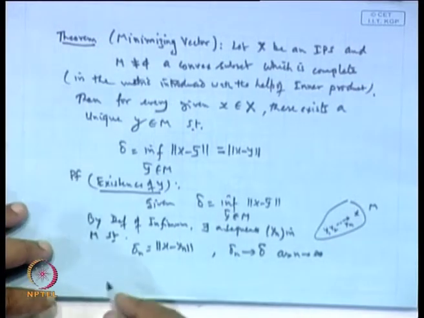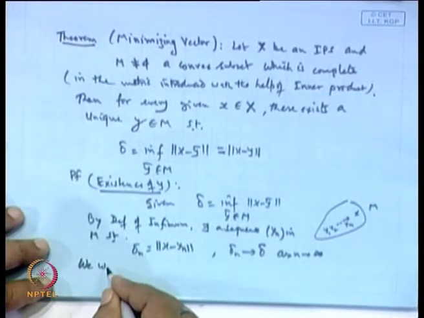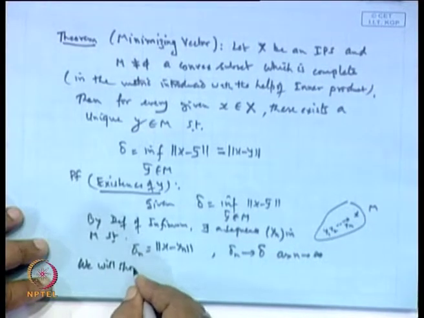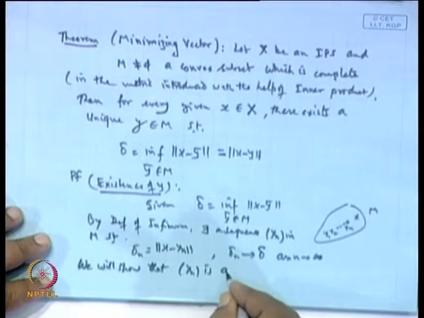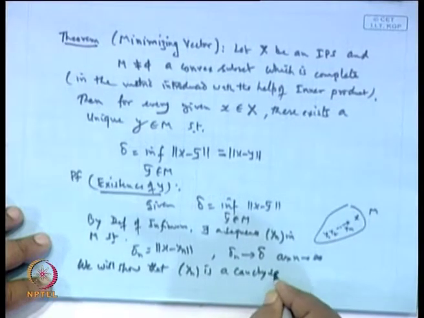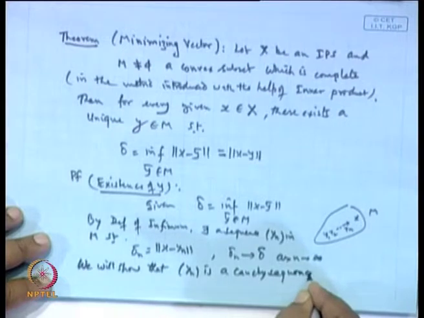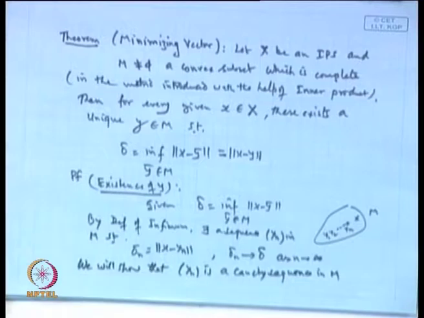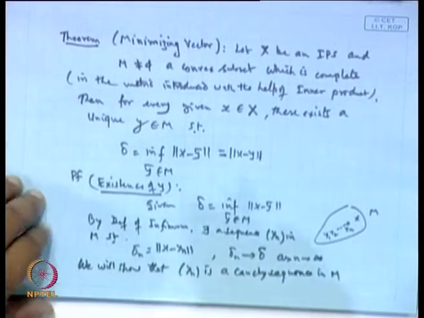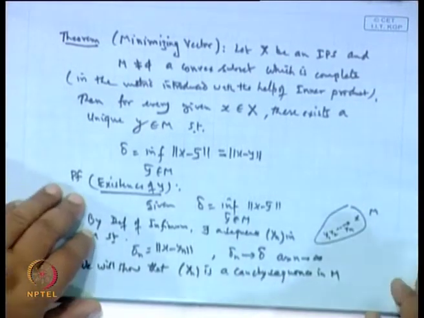Now, we will show that this sequence y n is a Cauchy sequence in M. Once it is Cauchy in M, since M is already complete, it must be convergent. So, we get a point y belonging to M and the existence of y will be granted. That is our procedure. So, how do we show that y n is Cauchy?